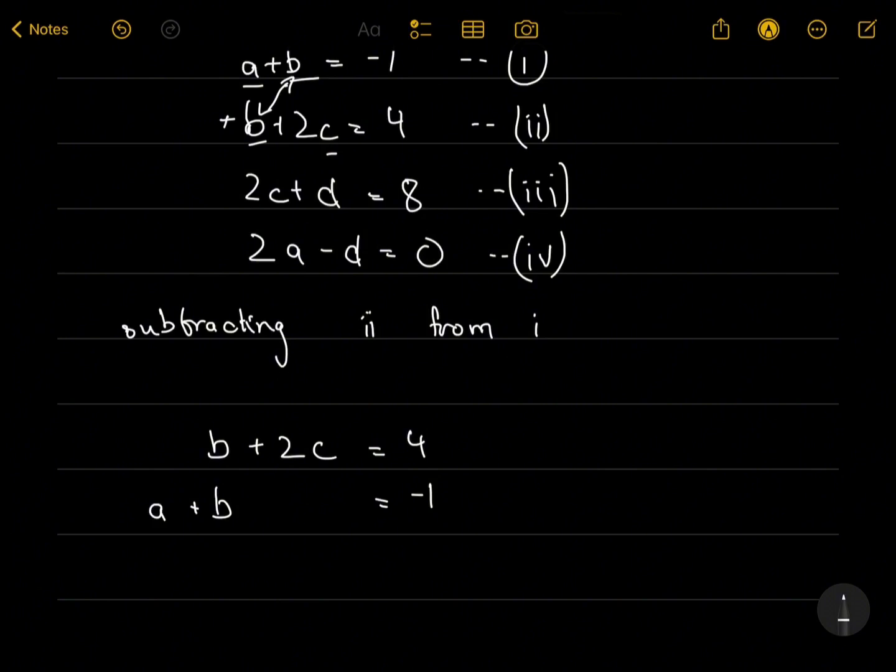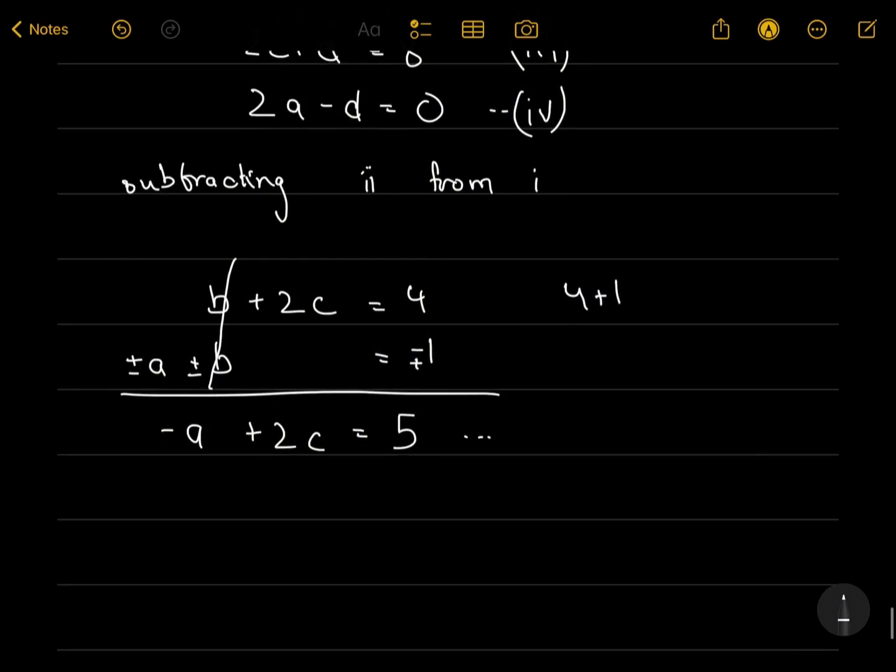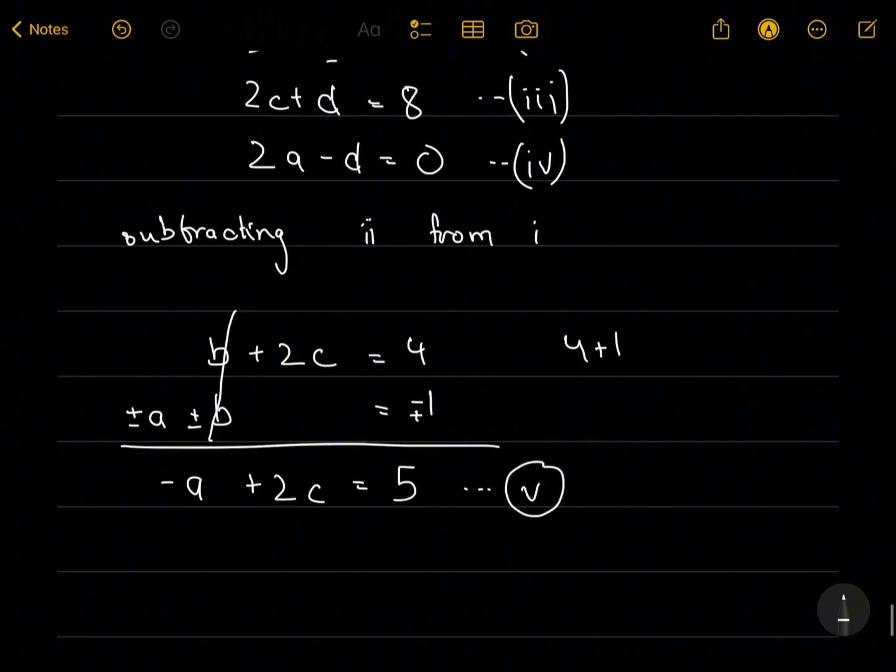If we subtract these equations, we know that we'll change the sign. So here we have plus, it will become minus. B and B cancel, and we are left with minus A plus 2C equals, so that's 4 plus 1 equals 5. We'll name this the fifth equation. So this is the fifth equation.